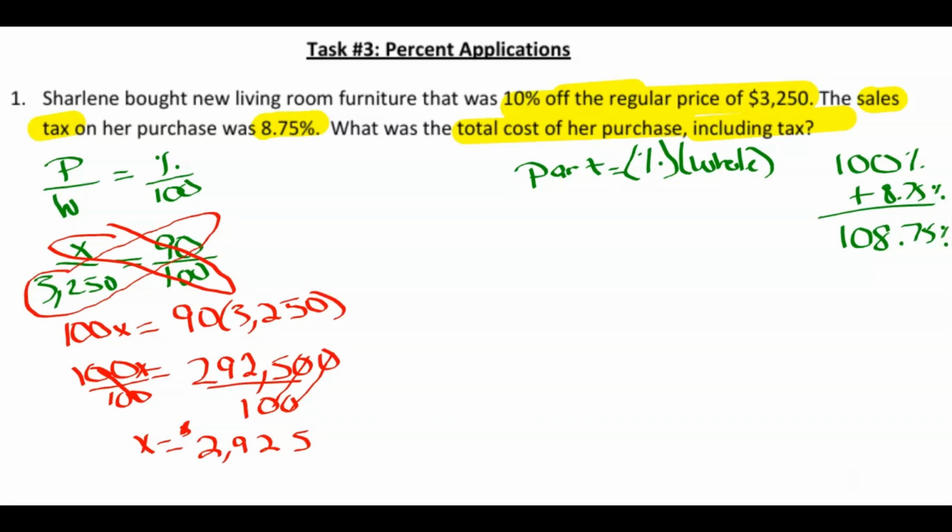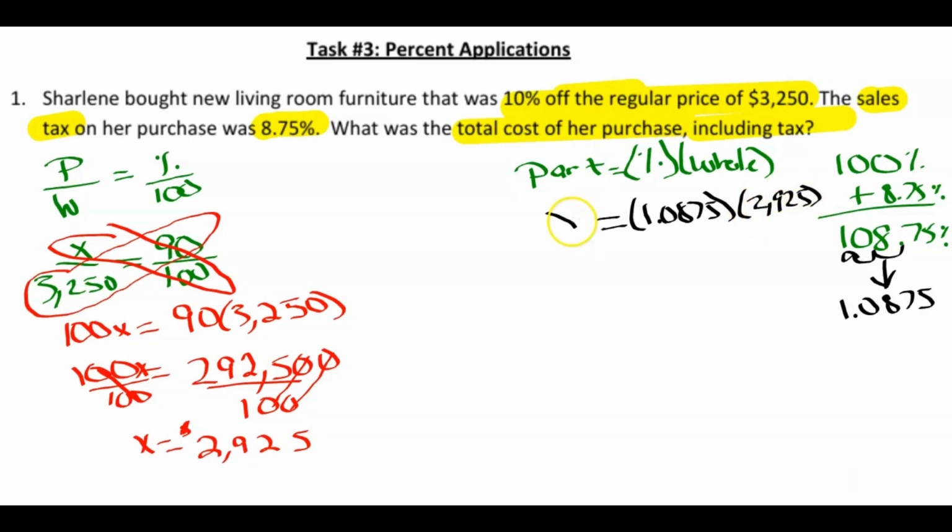In order to find out the total cost, including tax, this will be the percentage of cost. We're now going to set up this percent equation. That 108.75%, we convert into a decimal so it can fit into our percent equation, and it becomes 1.0875. That now becomes the value we put in for our percent. So let's do that: 1.0875, multiplied by our new whole, which is the new price after the discount, $2,925. That should give us our part.